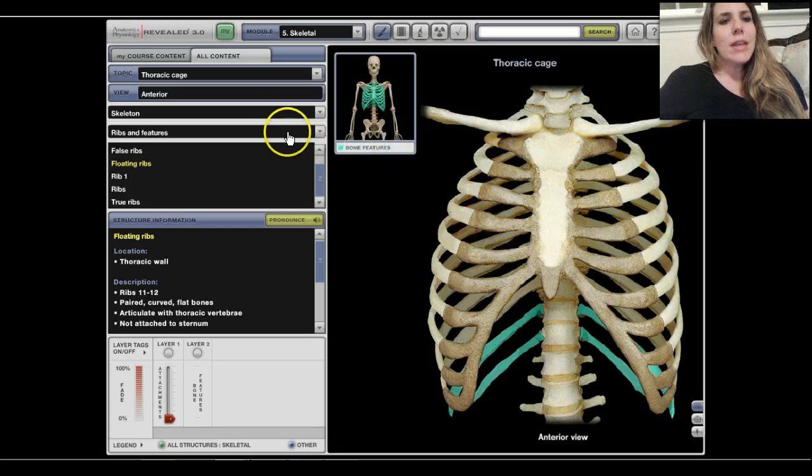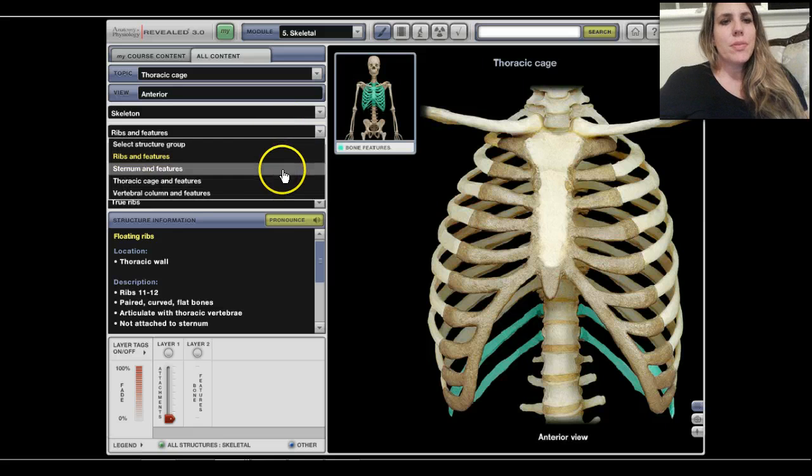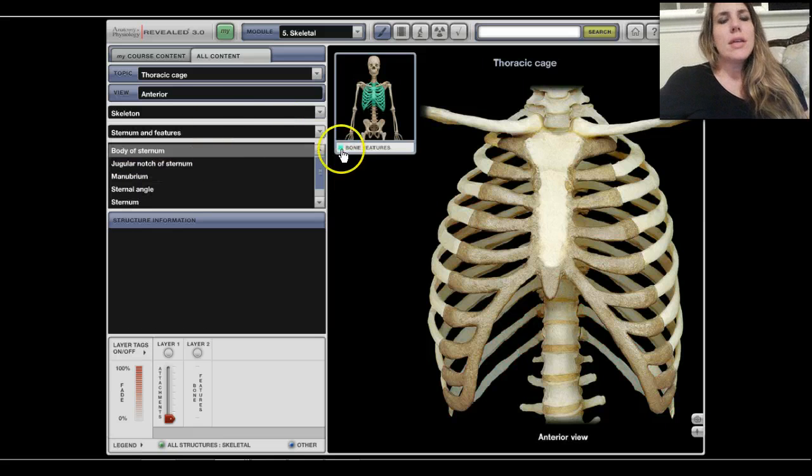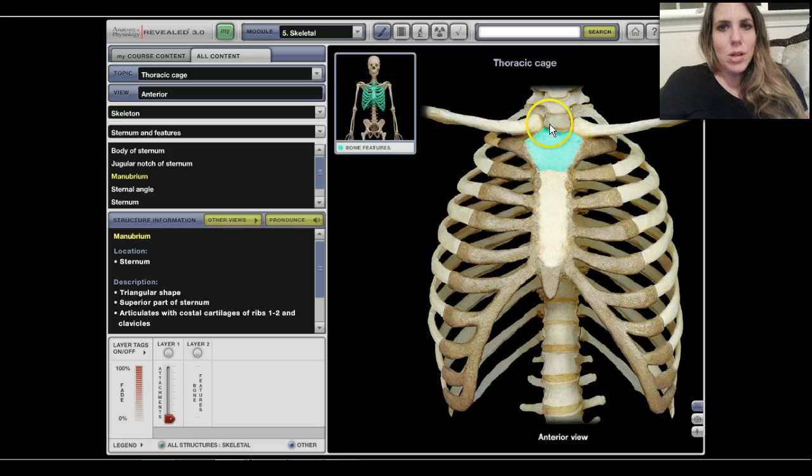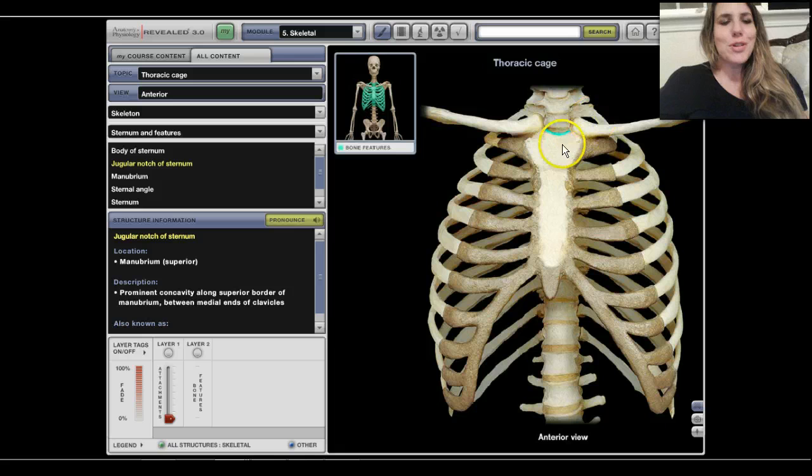Now let's look at the parts of the sternum. Okay, so all this here is your sternum, and the middle part would obviously be the body of the sternum. The head is called the manubrium, and the manubrium is very important. It has a little notch here, and that's called the jugular notch of the sternum. And then we go all the way down to the bottom and we get the xiphoid process.